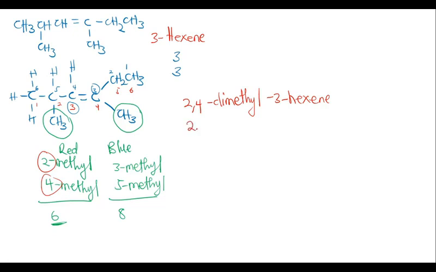Or someone can write 2,4-dimethyl hex-3-ene. It's still the same thing, whether you bring the 3 in between the hex and the ene, or you bring it before the hexene. Once you separate your numbers by commas, and numbers and words by dashes, then your name is correct. So let's look at more examples.